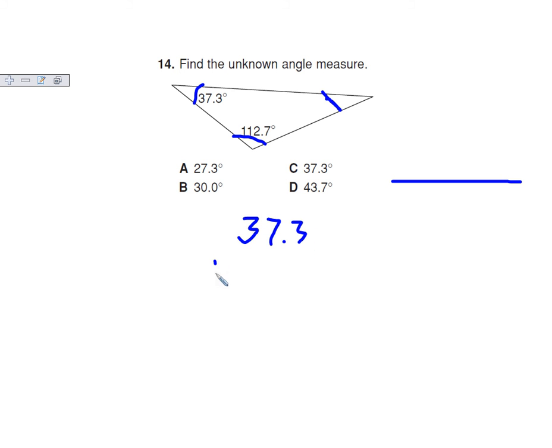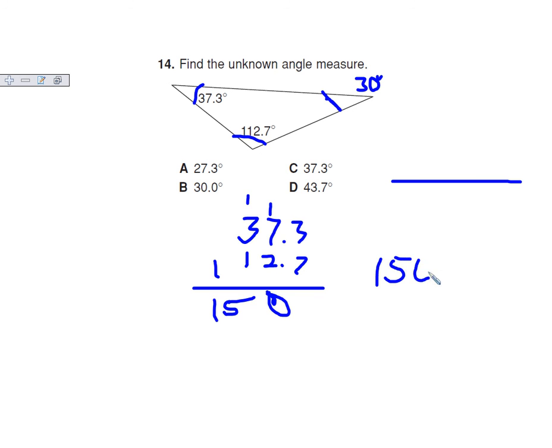37.3 plus 112.7, that should be 150 degrees. So it has to be 180, so this measure must be 30 degrees right here, because 37.3 plus 112 and 7/10 is 150. 150 plus some unknown should give me 180.